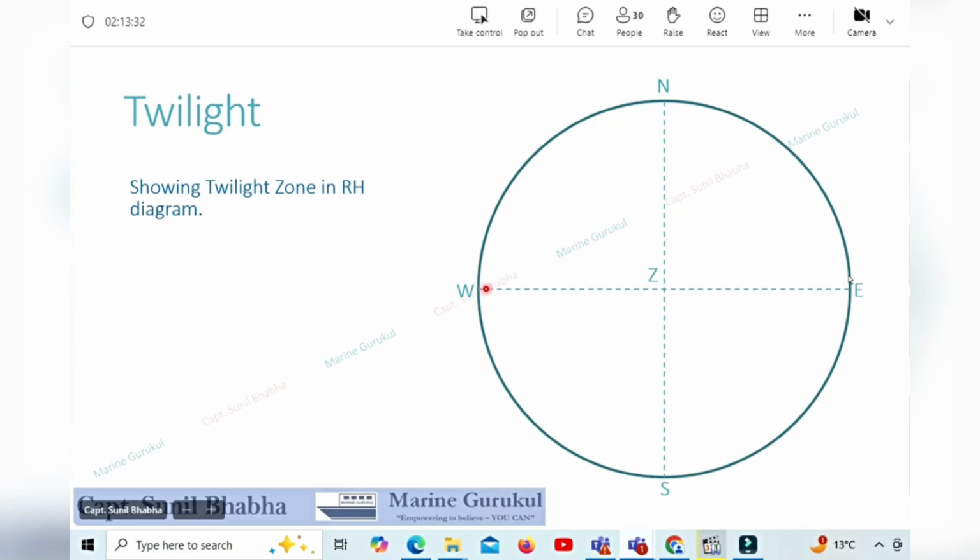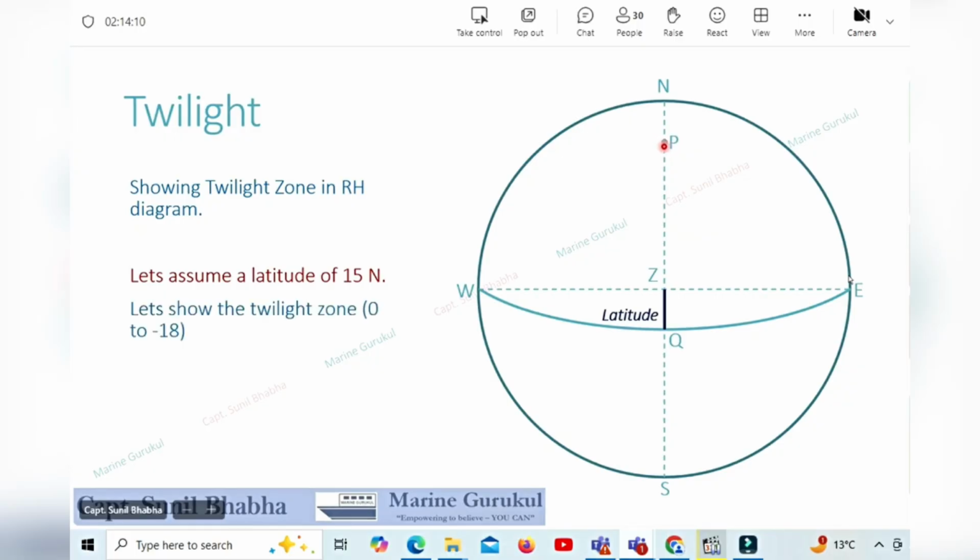Now when we want to show the twilight zone in this diagram, we need to show an altitude of -18 degrees. Let's assume an observer at a latitude of 15 degrees north. So we can see the latitude coming up on the screen. ZQ represents the latitude. Let's now draw the equinoctial for this particular observer. Equinoctial always passes through the east-west points and the Q point. Now we can also show the pole here. The pole is at this location, represented by P.